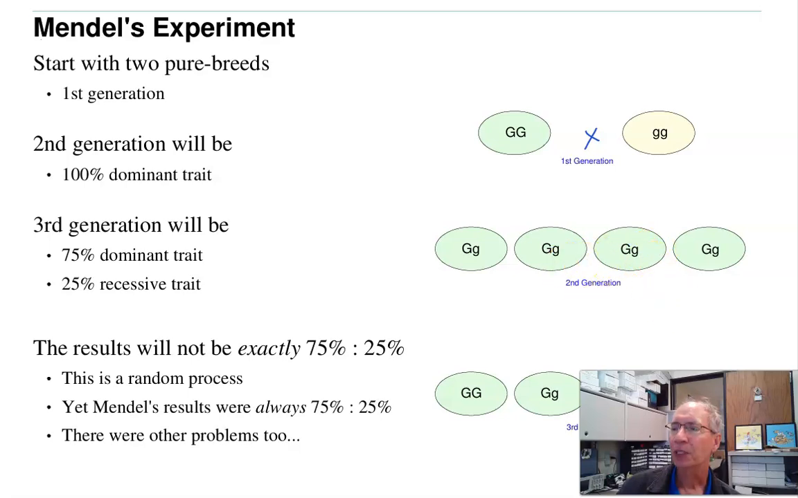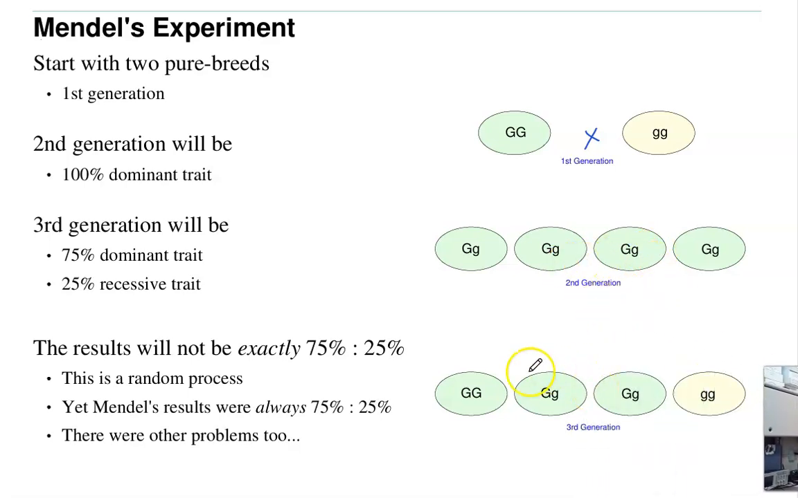If I cross a hybrid and a hybrid, what I get is something like this. I'm going to pick one gene at random from one of them, one gene at random from the second one. There's a 1 in 4 chance I'll have 2 recessive genes, a 3 in 4 chance that I'll have a dominant gene in one of these two. What Mendel showed is that if I cross the second generation, the third generation is 75% dominant gene, 25% recessive gene.